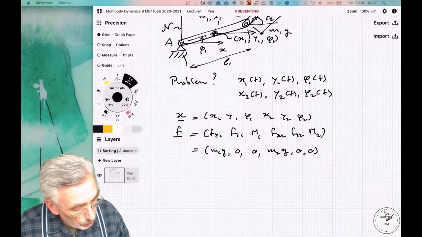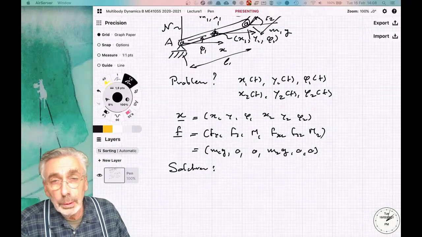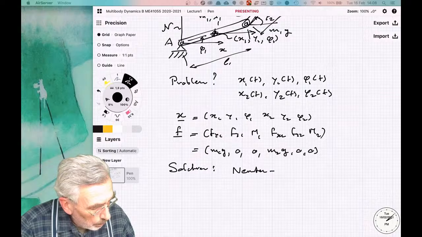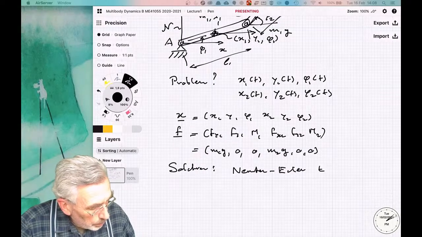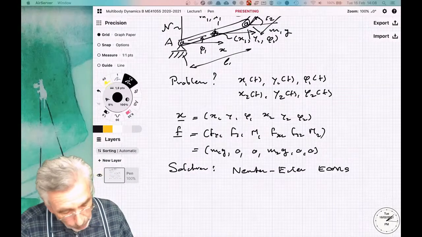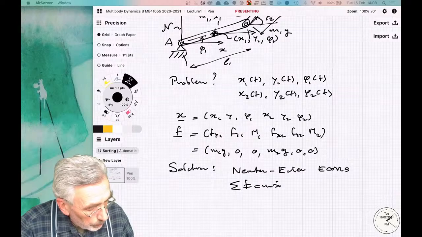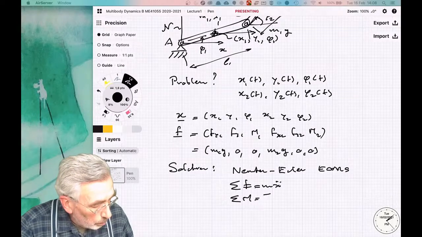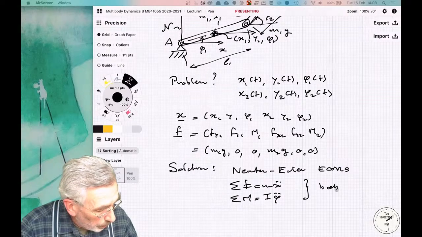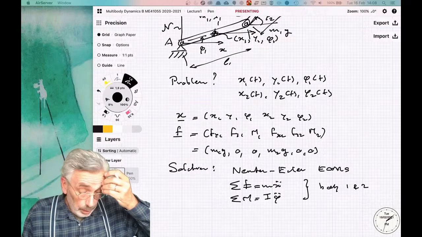Now how are we going to solve it? Solution. Well, apparently we need a Newton-Euler equation of motion. So Newton-Euler EOMs. Why EOMs? Why plural? Well, because it's for both bodies. So for both bodies we need to write down that the sum of the forces is mass times acceleration, and the sum of the torques is the moment of inertia times angular acceleration, and that we do for body 1 and body 2. Okay.